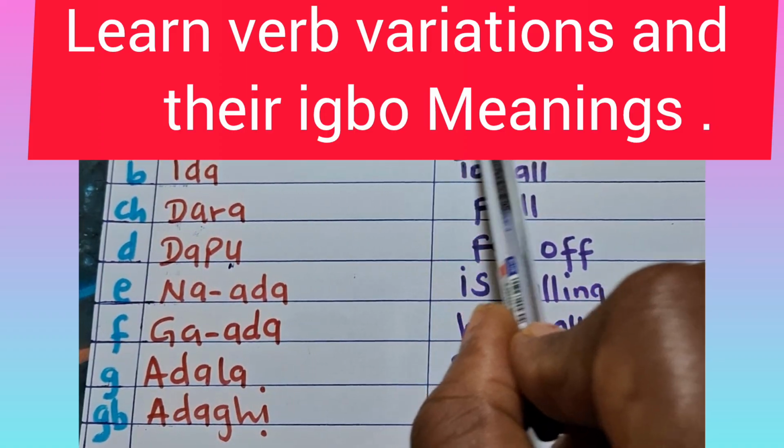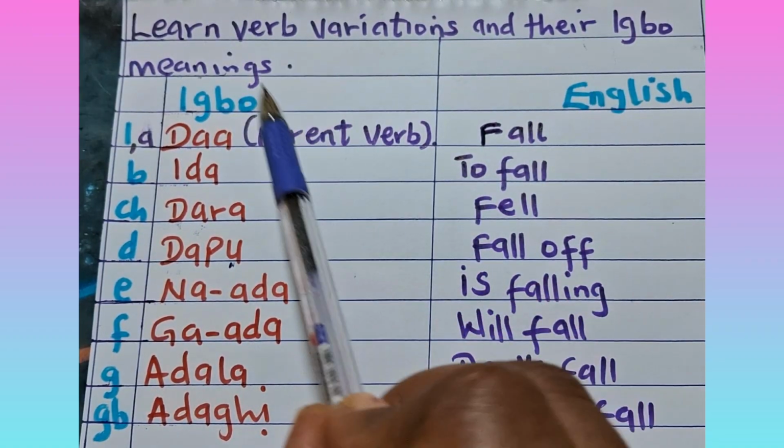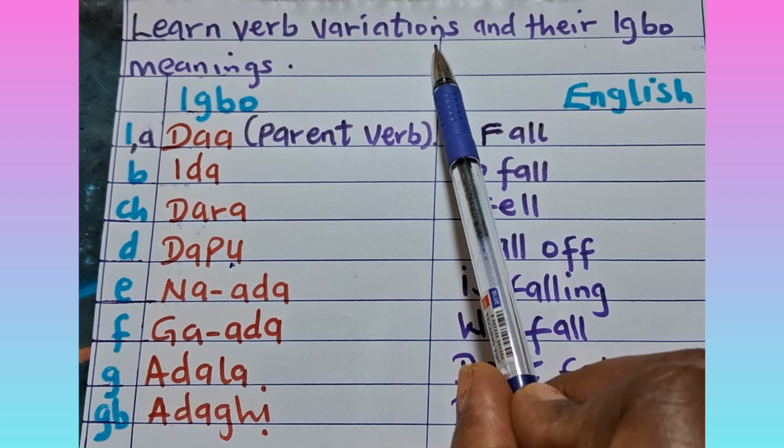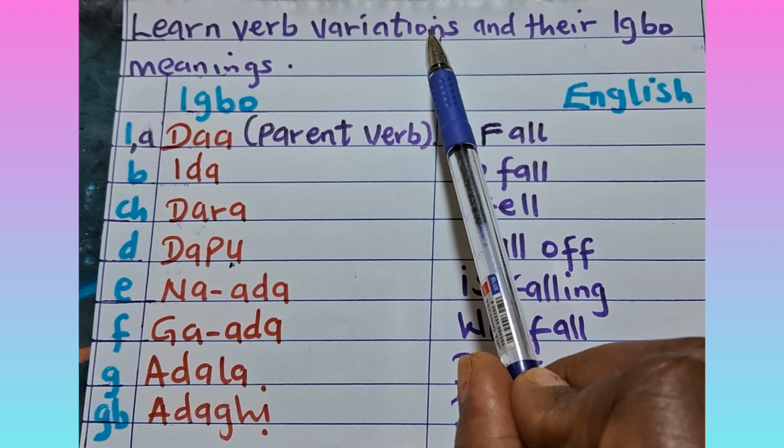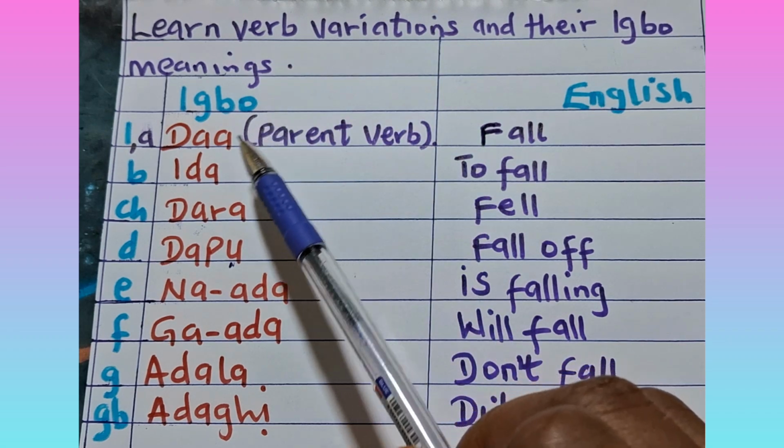Learn verb variations and their Igbo meanings. Last time we learned about parent verbs. Now we are going to use one of the parent verbs and make our own verb variations.